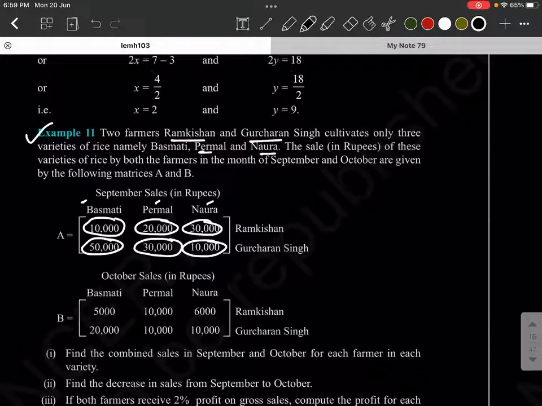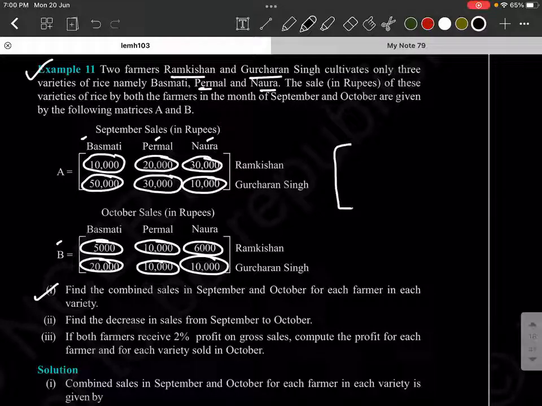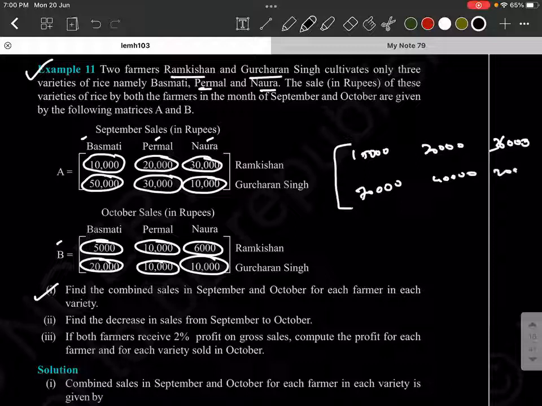Similarly, in the month of October, I will represent it as matrix B: 5,000, 10,000, 6,000, 20,000, 10,000, and 10,000. Find the combined sales in September and October for each farmer in each variety. So how do we find the combined sale? Add them. So what will be the combined sale? So 15,000, 30,000, and 20,000. Correct?